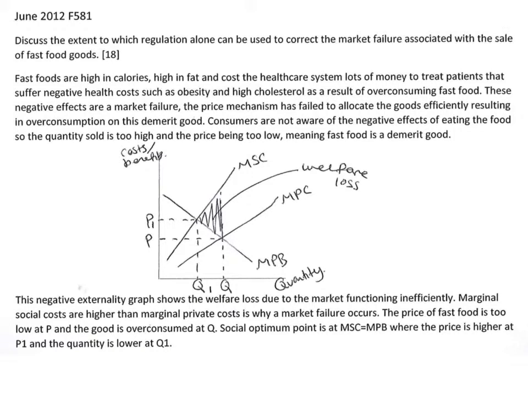Okay, June 2012 F581 paper. Discuss, two-sided, the extent to which regulation alone, focusing on that model, is used to correct the market failure, negative externality associated with the sale of fast food goods, which will be obesity.